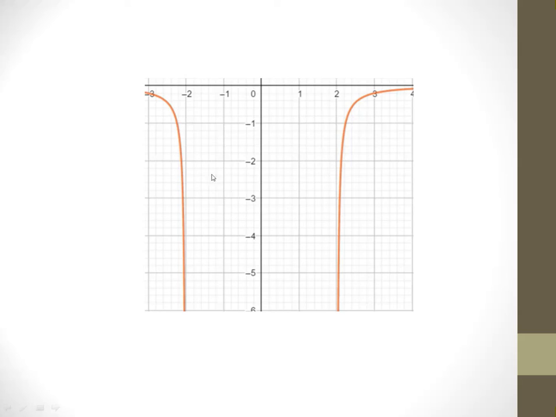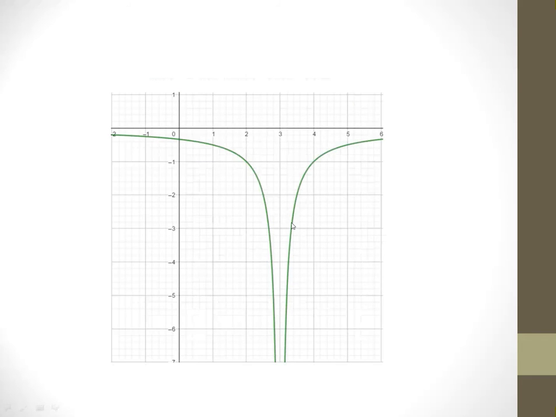In this case, as x tends to minus 2 minus, that is, before minus 2, the function is going down without any bound, so we write minus infinity. And the limit as x tends to 2 plus is equal to minus infinity in that case. So we say the straight line x equals minus 2 is a vertical asymptote, and x equals 2 is a vertical asymptote.